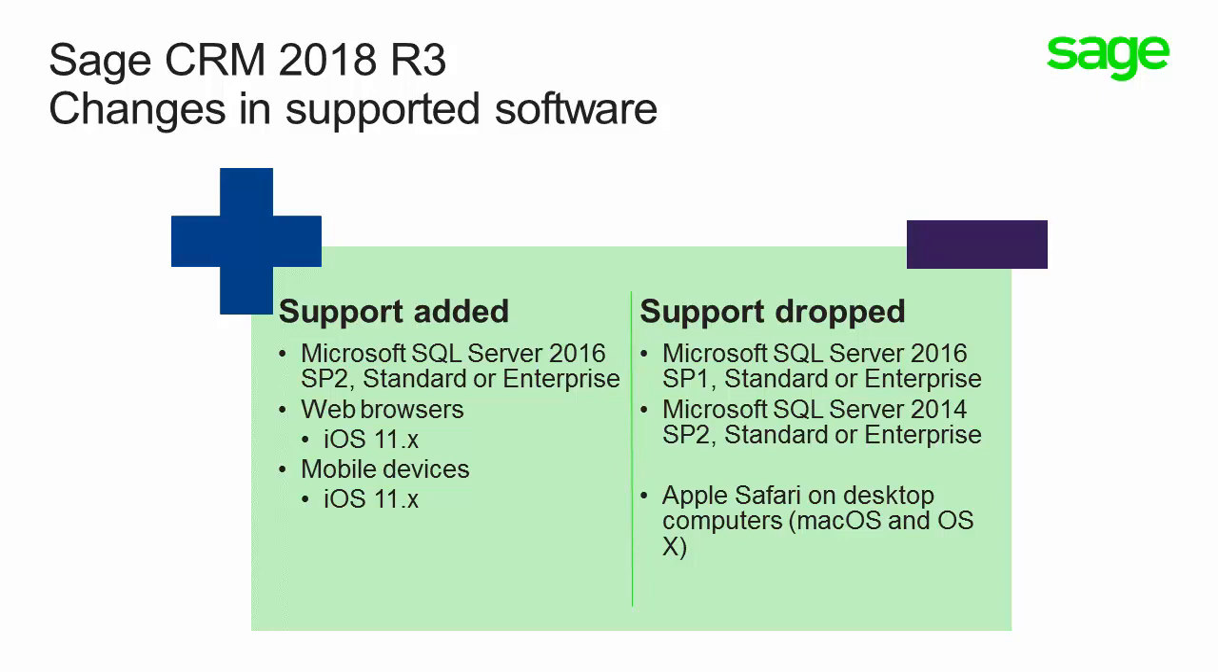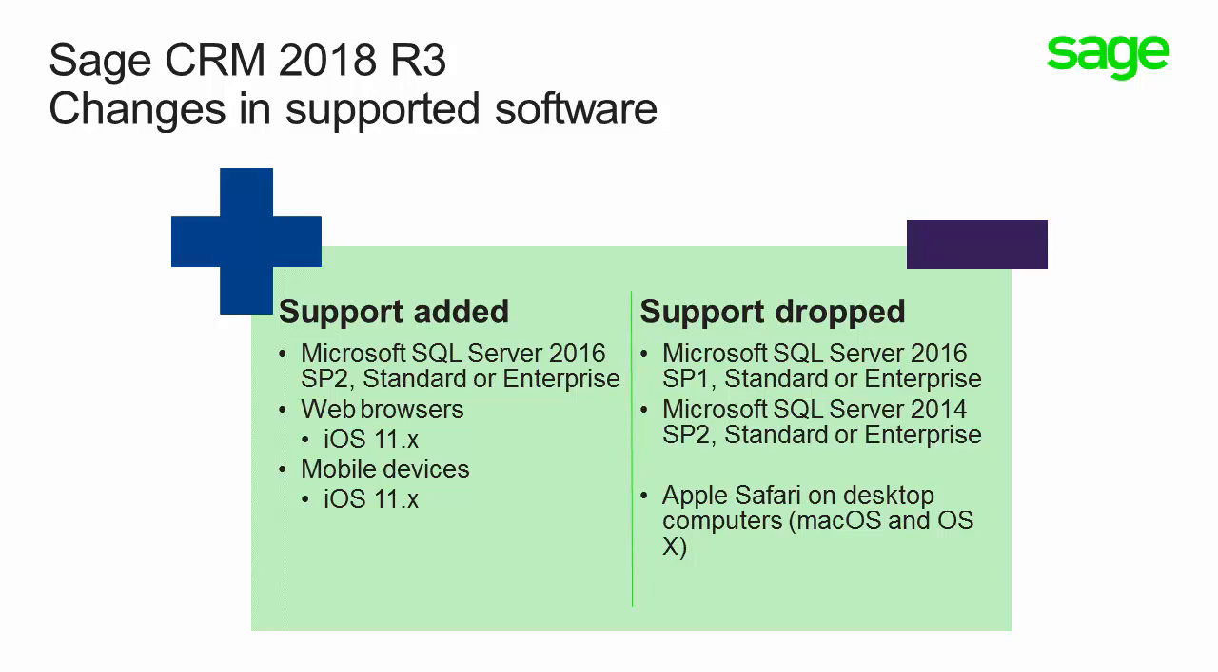On the database server, we can see that Microsoft SQL Server 2016 SP1 has been changed in its support to Microsoft SQL Server 2016 SP2, and we've removed support for Microsoft SQL Server 2014 SP2. Within mobile devices, we've seen some changes as well. So, for example, we now say that we support any variant of iOS 11, so that's iOS 11.x, whatever that is. And as far as web browsers are concerned, we've removed support for Apple Safari on desktop computers, whether that's Mac OS or OS X.